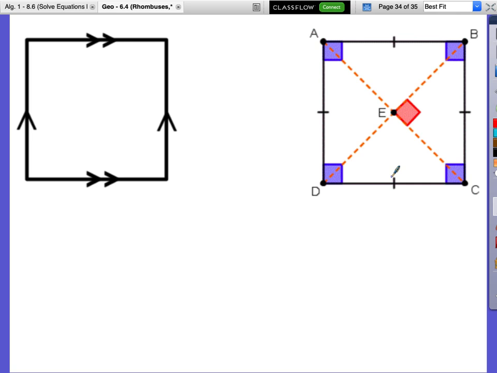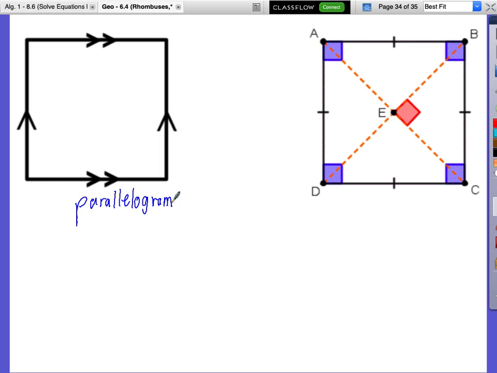Rectangle? Do we know anything about the angles? No. Do we know that they're 90 degrees? Rhombus? No, so it's a parallelogram. It might look like a square, but we don't know that all four sides are congruent. We don't know that all four angles are 90 degrees. All we know is that both pairs of opposite sides are parallel. That's the most we know.